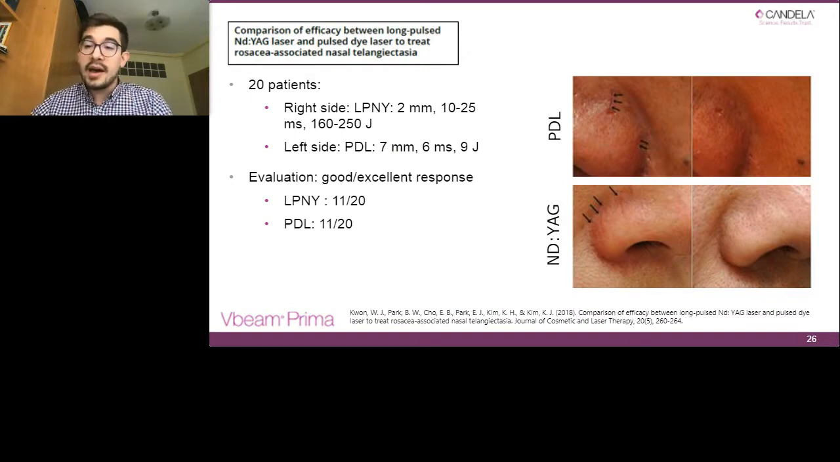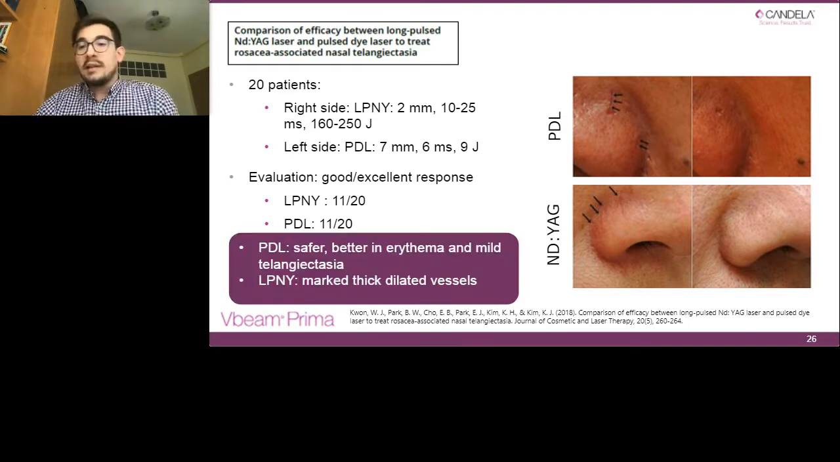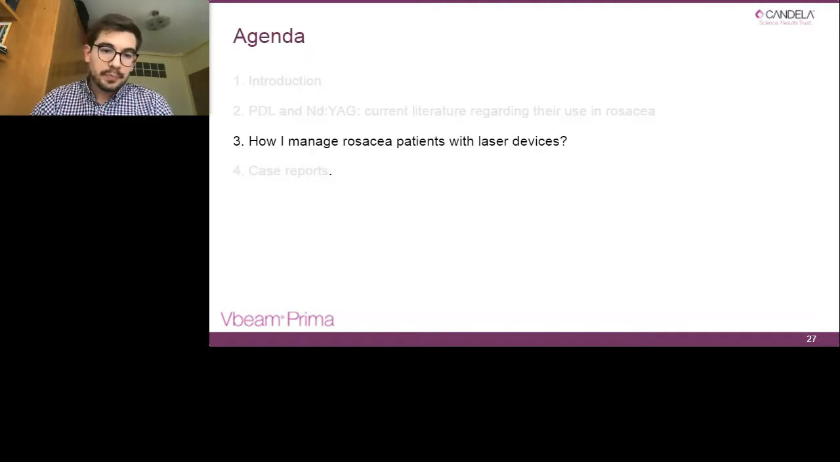And when you compare PDL and Nd:YAG when treating, for example, the nasal telangiectasia, we've got this article where they include 20 patients with bilateral nasal telangiectasia. On the right side, they applied long pulse Nd:YAG with a very small spot. And on the left side, they used the PDL. And they say that over 50% of the patients on both sides get a good or excellent response, although PDL seems to be safer and better when there is also erythema around the telangiectasia and in mild telangiectasia. And long pulse Nd:YAG is safer and more useful in marked thick dilated vessels.